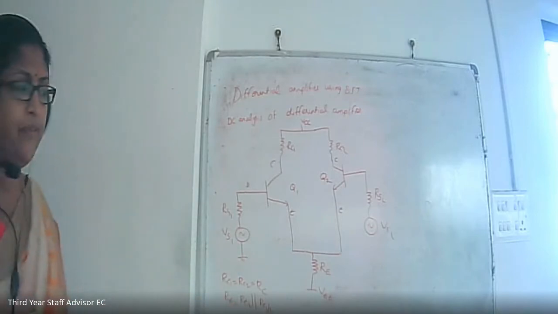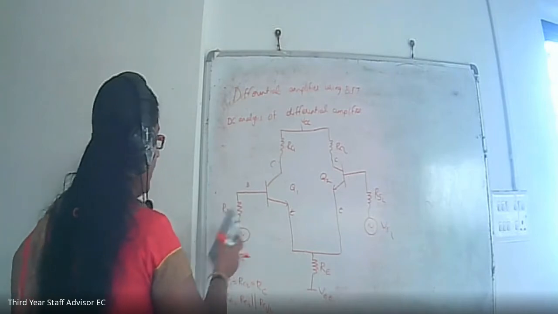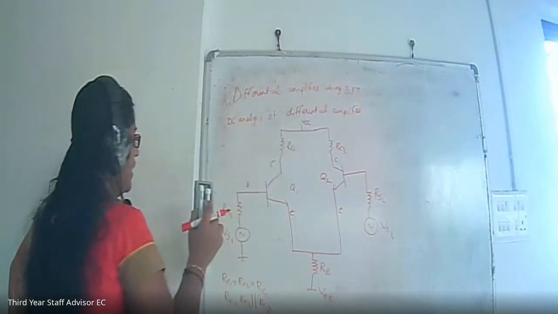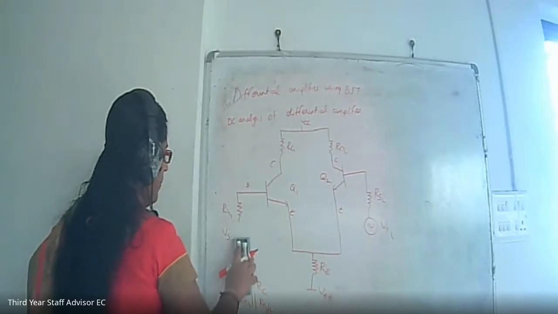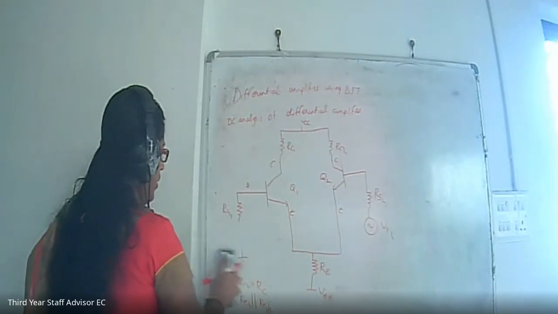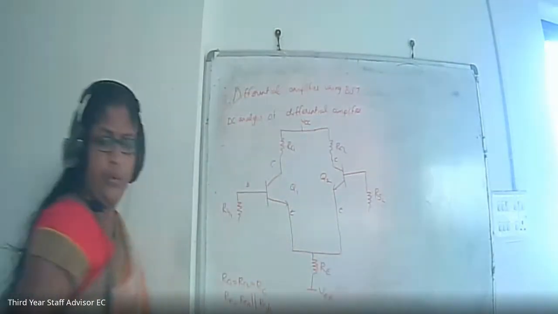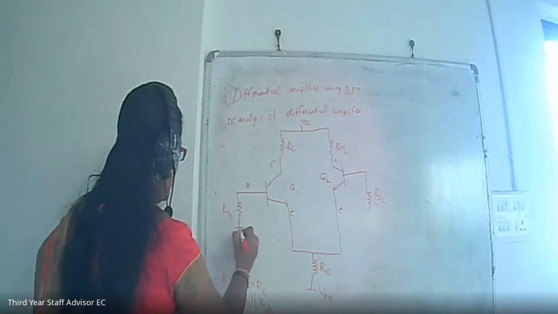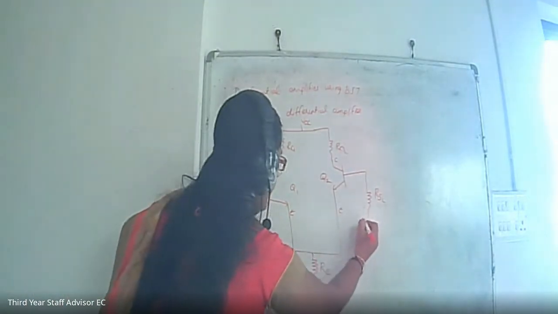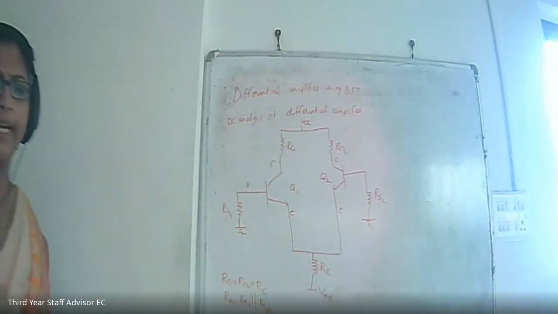In your syllabus, first you have to consider the DC analysis of the differential amplifier. For DC analysis, we will be grounding the AC sources, or replacing the AC sources, so the AC source will not be here. So you have to draw this circuit diagram for DC analysis. The final circuit for the DC analysis will be like this. You can redraw the circuit diagram like this.